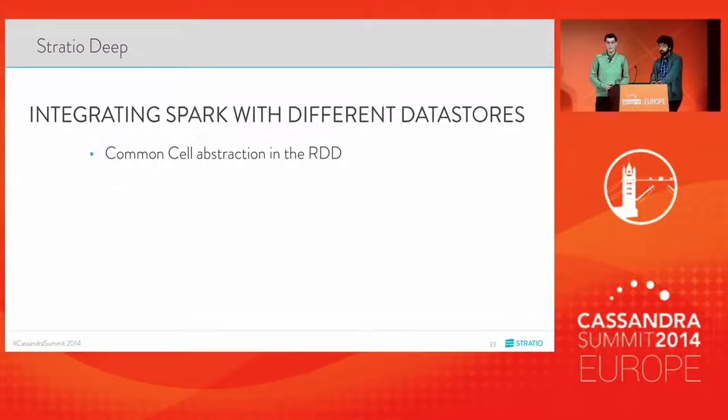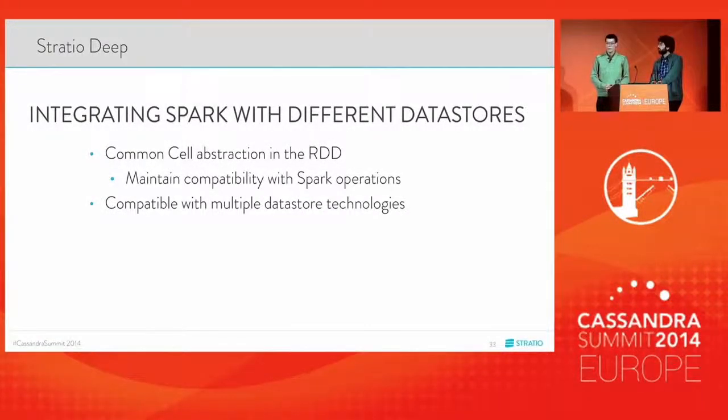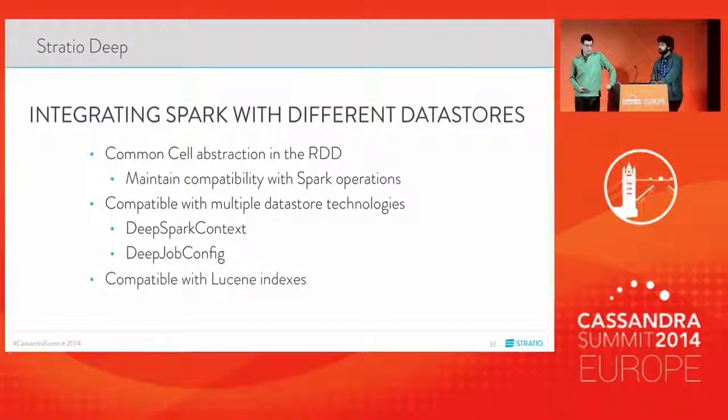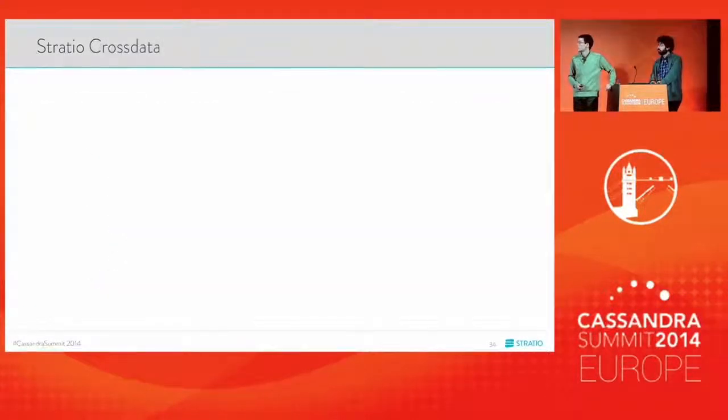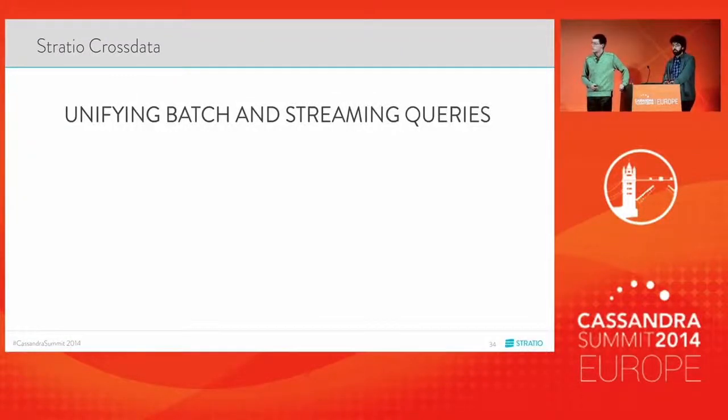It provides you with a common abstraction for RDDs, so you can also get data from other data stores. It maintains compatibility with the system Spark operations, and it uses the classical addition of another type of Spark context and another job config. And it's compatible with the Lucene indexes that we have presented. Next, we have a SQL layer on top of everything, on top of Spark and the Lucene indexes, that tries to unify batch and streaming queries in a single SQL-like query.